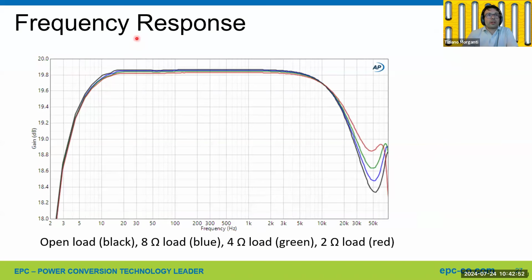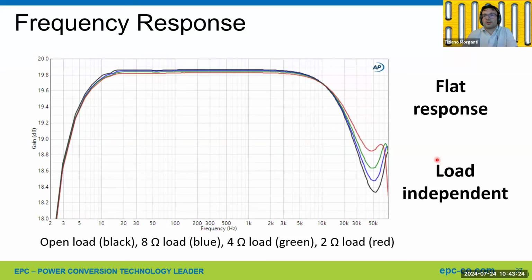Okay, so we could measure the frequency response, open load, 8 ohm load, 4 ohm load, and 2 ohm load. You can see there is a very small variation of the frequency response with the load. This is a 0.2 dB scale per division. We have very small output impedance, below 10 milliohm up to 5 kilohertz. It goes up to about 25 milliohm at 20 kilohertz. So basically, we have a flat response which is load independent.